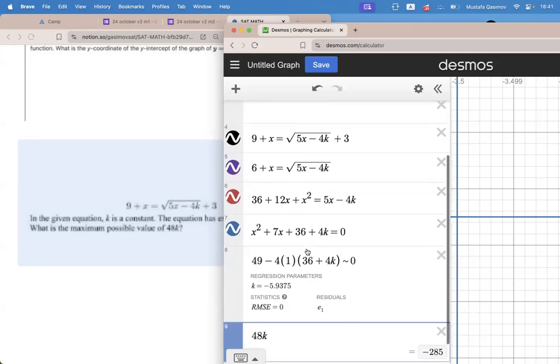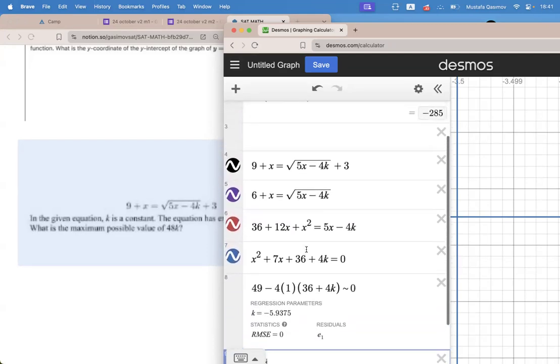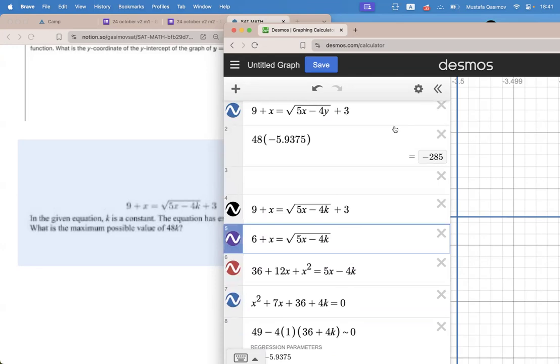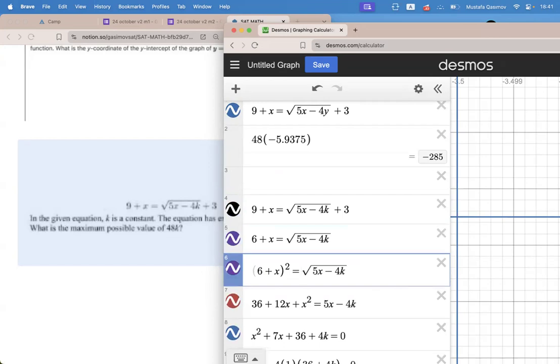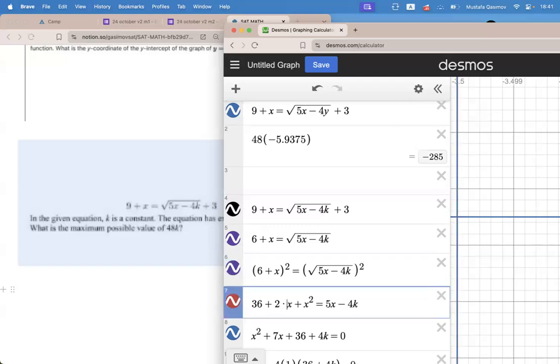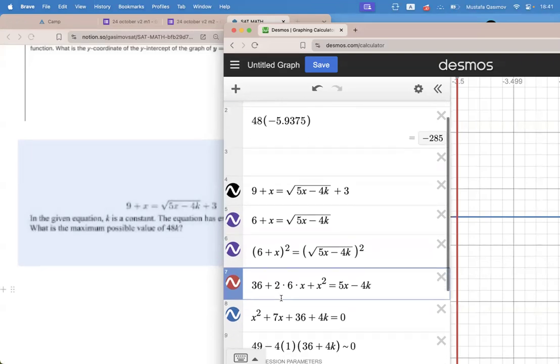Mustafa müəllim, 12 orada hardan tapıldı? I raise both sides to square like that. And when you open it, you will get 6 squared 36, x squared, and 2ab, 2 multiplied by 6 multiplied by x like this. Okay? Atsanda belə olurdu. 6'ın kvadratı plus 12x plus x kvadratı. Aydındır.